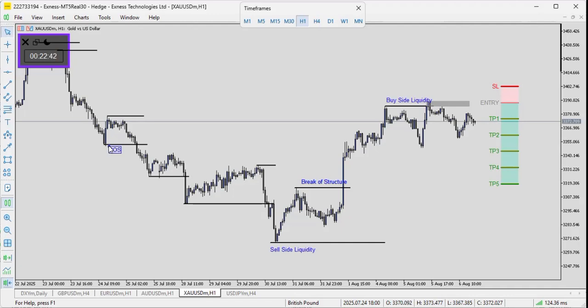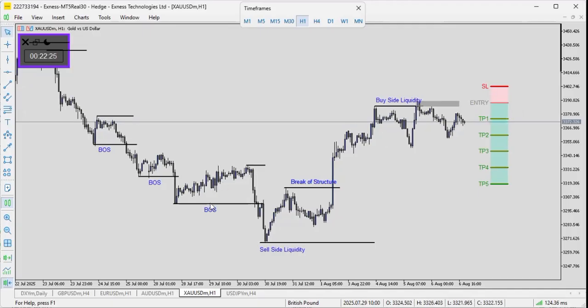Now, you don't have to be writing them like this and marking them, but I'm doing it because I'm teaching it here. These are the BOS. If the market is going up, we keep on marking the same BOS: the high, the high that forms. We pick the high like this. This is my BOS.